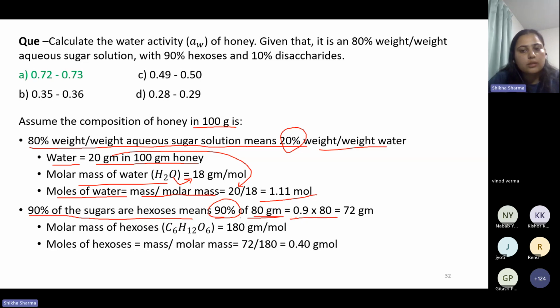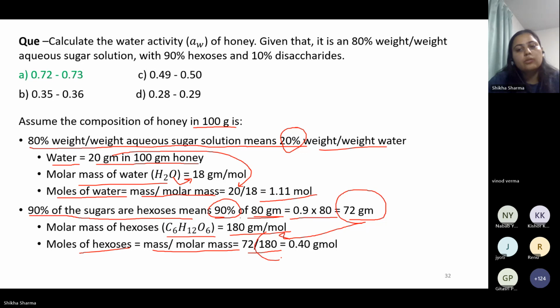Which means 0.9 into 80 is 72 grams of the hexose present, and the molar mass of the hexose, based on the formula, if we calculate, is 180 grams per mole. So we can similarly calculate moles of the hexose, which is mass by molar mass, mass as 72 and molar mass as 180. Sorry, this is the moles. So 0.4 moles. It's not gram mole, it's moles.